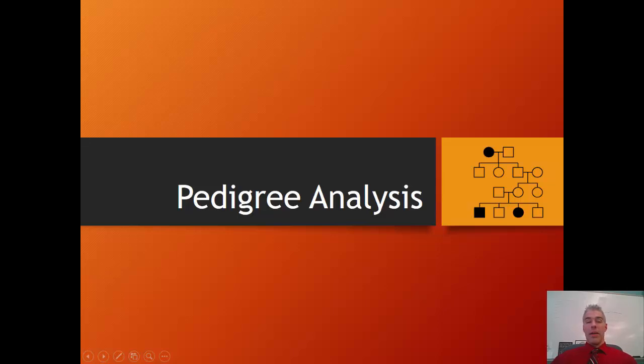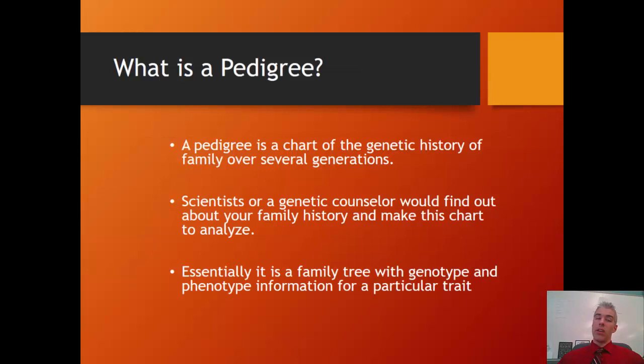All right, so today we're going to talk about pedigree analysis and analyzing these genetic family tree-like diagrams that are called pedigrees. So first off, as I said, it's kind of like a family tree. It gives you your genetic history. And the purpose of it really is to determine whether or not your children have a probability of having a specific disease or not.